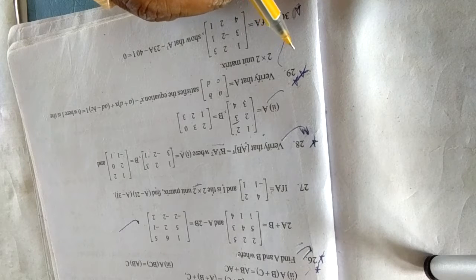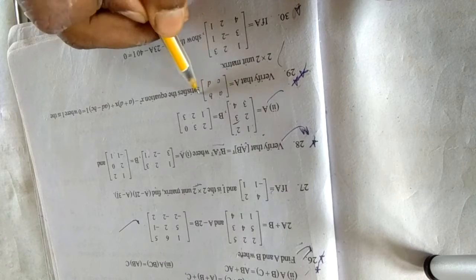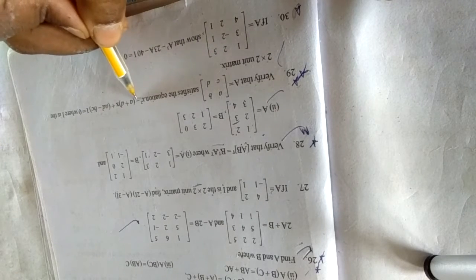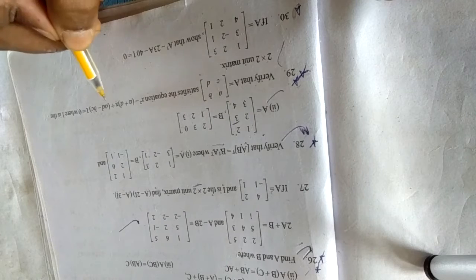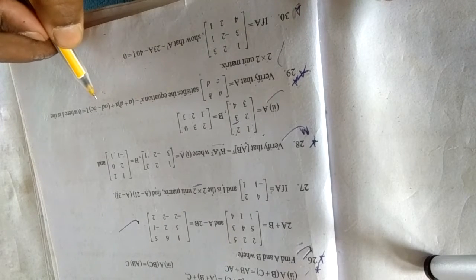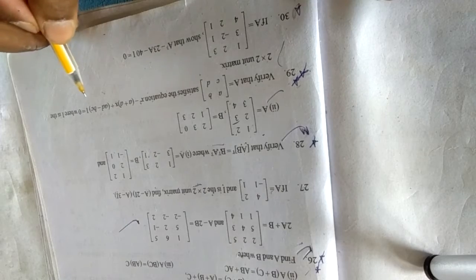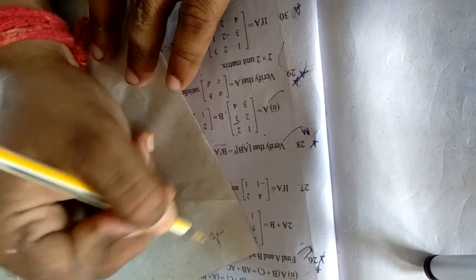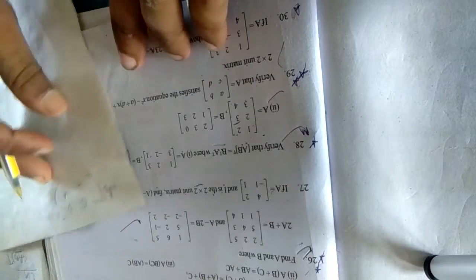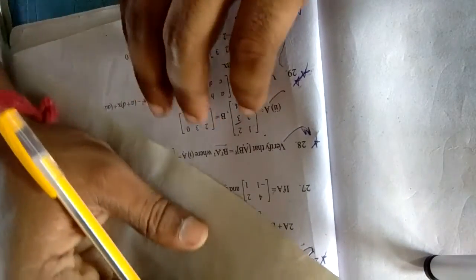Now question 29 will be given. Verify that A matrix equal to A, B and C, D satisfies the equation X square minus A plus D into X plus AD minus BC into I. I means identity matrix of order also 2 by 2. A matrix equal to given A, B and C, D and satisfy the equation. We have to prove the equation.